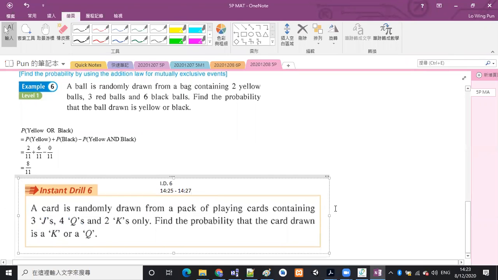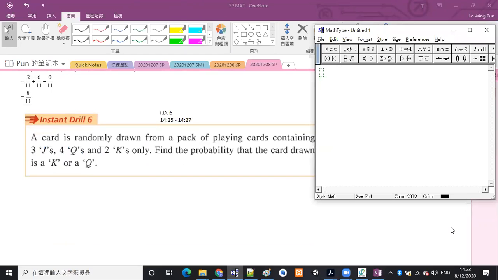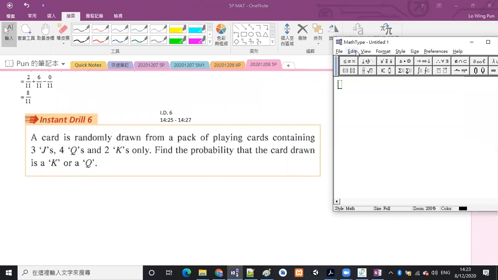Okay, let's check the answers. A card is randomly drawn from a pack of playing cards containing 3 jacks, 4 queens, and 2 kings only. So there are 9 cards: 3 jacks, 4 queens, and 2 kings. The question asks you to find the probability, so I know that the denominator will be equal to 9.